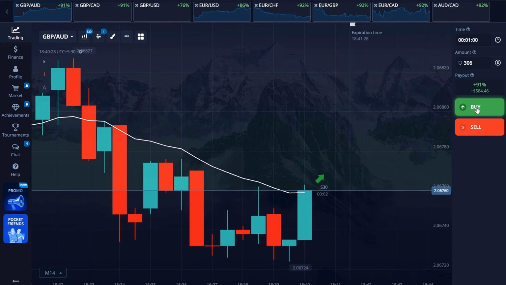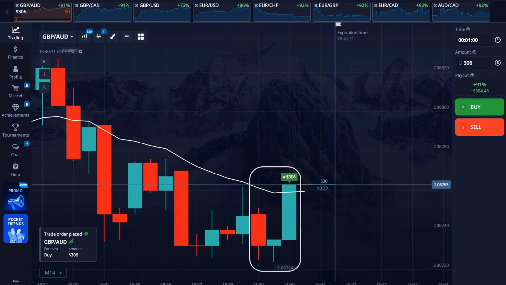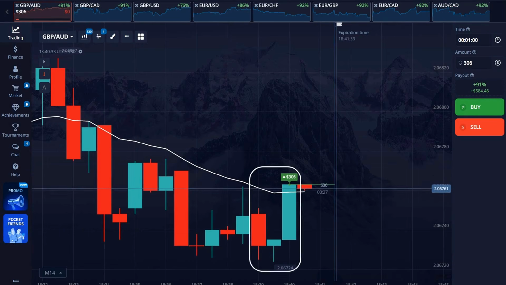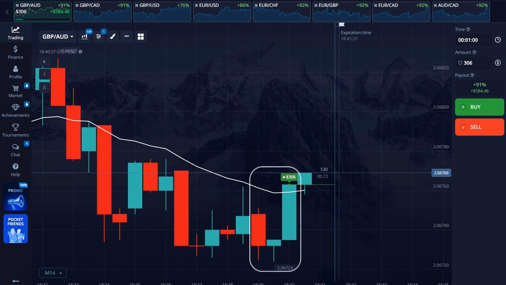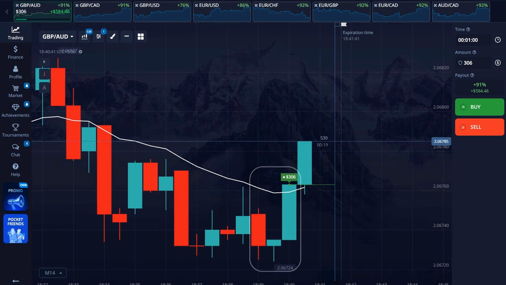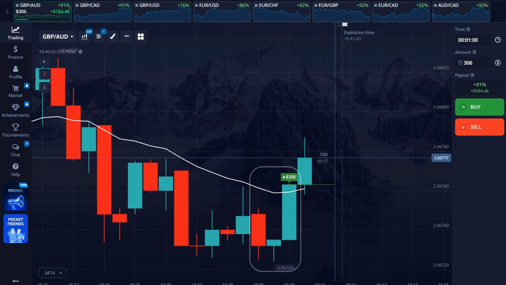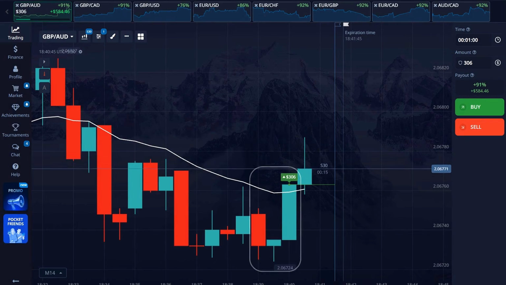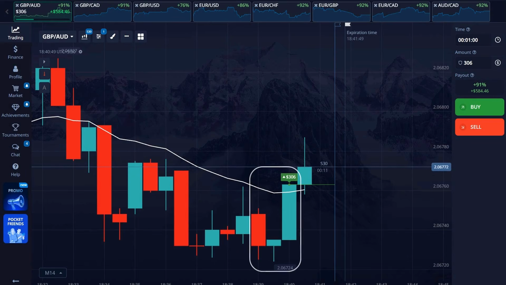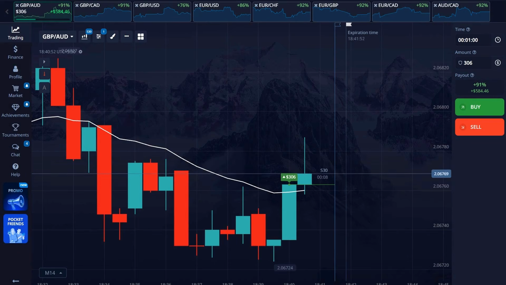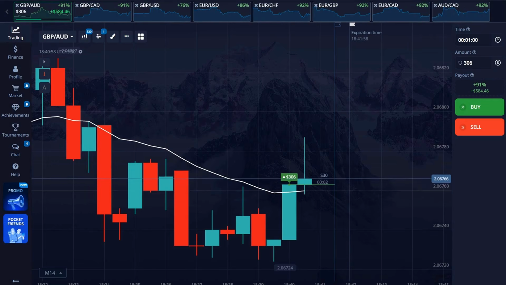Here, the market sets up a textbook reversal opportunity. We start with a strong bearish candle showing seller dominance, followed by a small-bodied candle where momentum pauses. That's the market catching its breath. Then comes a confident bullish candle breaking above that hesitation zone and testing the EMA 20 from below. That's our green light. I placed a buy trade right at the close of this third candle for a 1-minute expiry. Everything aligns here. Momentum shift, structure break, and confirmation from price strength.